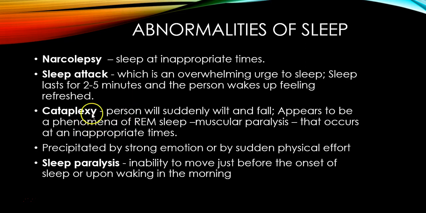Cataplexy, this is another symptom of narcolepsy. This is when a person will suddenly wilt and fall. It appears to be a phenomenon of REM sleep, that idea of muscular paralysis that happens during REM sleep, but that occurs at an inappropriate time. So all of a sudden they lose their muscle tone and they'll just fall. It seems to be precipitated by strong emotions or sudden physical effort. So as somebody is laughing, really enjoying something, having a very strong emotion, and then you see this cataplexy of the loss of muscle tone. And then sleep paralysis.